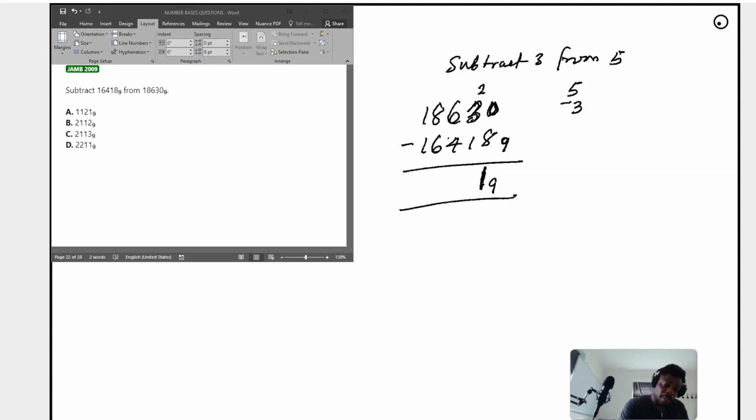So let's continue. So this is 2 minus 1, which is 1. So I've gotten the last 2 values to be 11. And the only option with the last 2 values being 11 is option D. So I can say my answer is option D. But for the sake of this video, I will continue with the solution. So 6 minus 4, that is 2, is less than 9, so I write it. 8 minus 6, that is 2, is less than 9, I write it. 1 minus 1, 0. So this is 2, 2, 1, 1 base 9, which is option D.